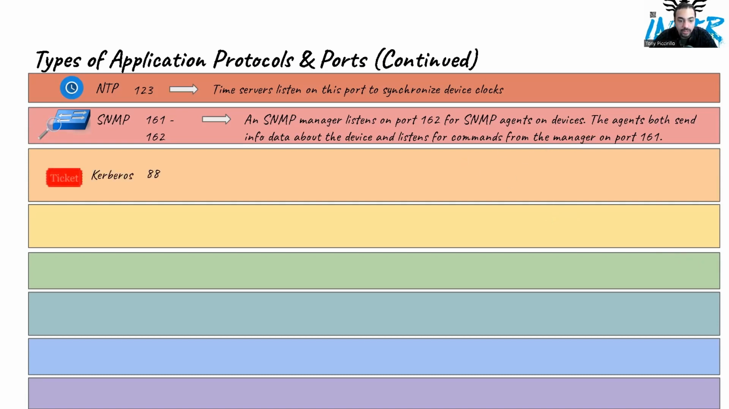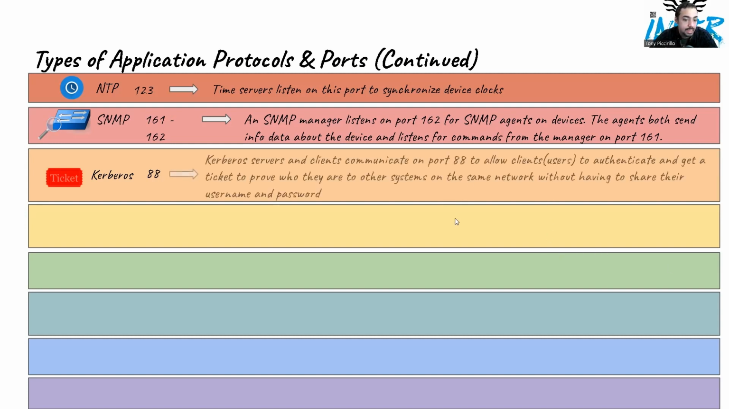Kerberos is a network authentication protocol that's used to securely identify users and devices on a network. Kerberos uses a central server called the Key Distribution Center, KDC, which utilizes port 88 to allow clients, which can be users or devices, to authenticate. So the Kerberos server gives the client a ticket to prove who they are to other systems on the same network without having to share their username and password each time they try to use a resource.